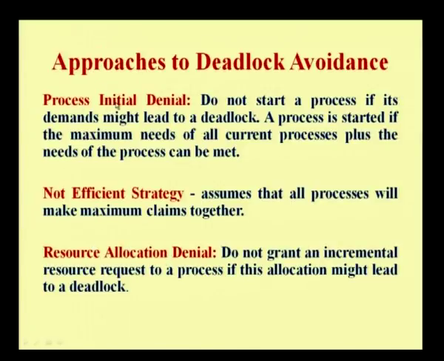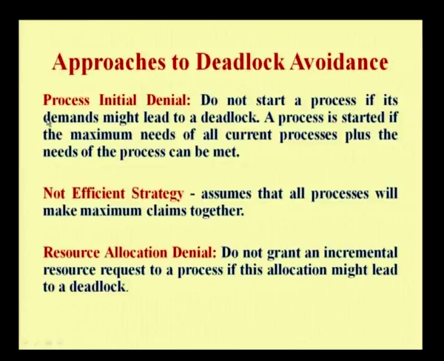As far as point number 1 is concerned, process initiation denial: do not start a process if its demands might lead to a deadlock. A process is started only if the maximum needs of all current processes plus the needs of the new process can be met. So you are not supposed to start a process if you know it might encounter a deadlock. I will explain this with an example that takes place in banks, a day-to-day example that you really encounter.